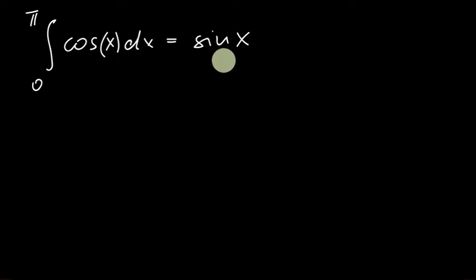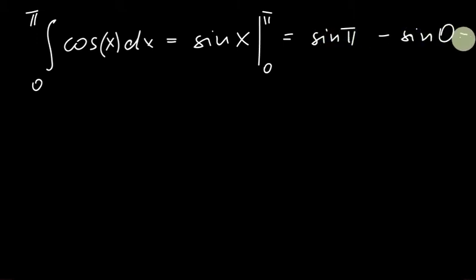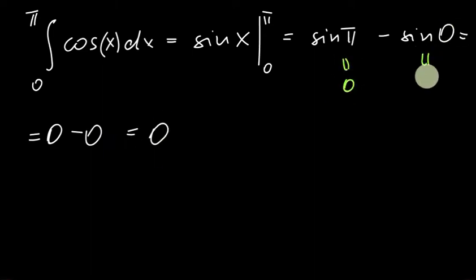Now let's say we have an integral from 0 to pi of cosine x dx. Now this will give us sine of x. We draw a vertical line from 0 to pi, so we put the upper limit first, so sine of pi minus sine of 0, and this gives us 0 minus 0, and that is equal to 0, because sine of pi is 0 and sine of 0 is also 0.